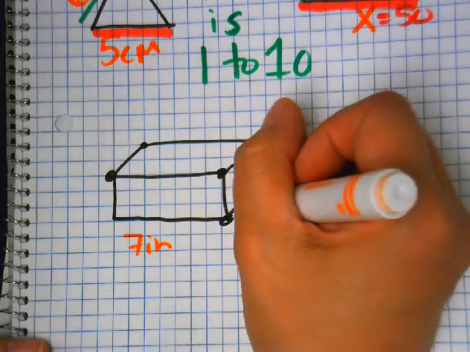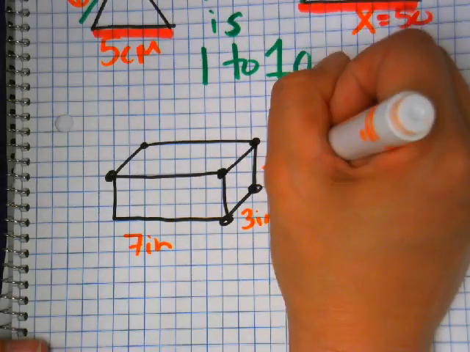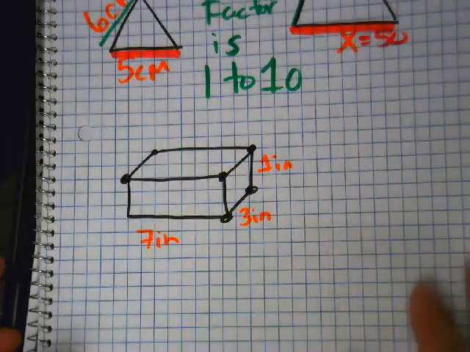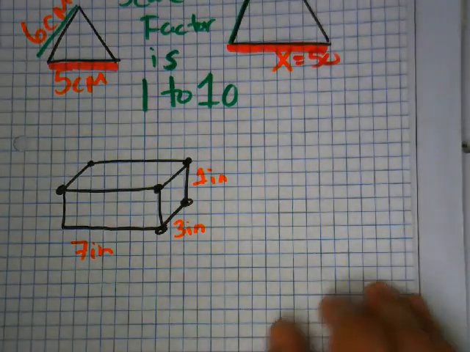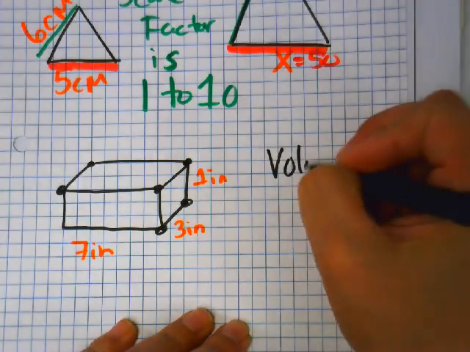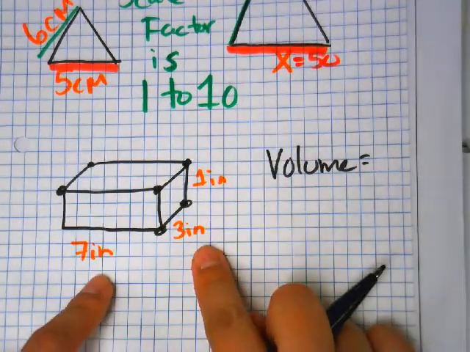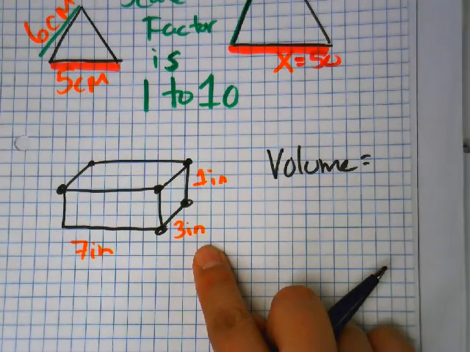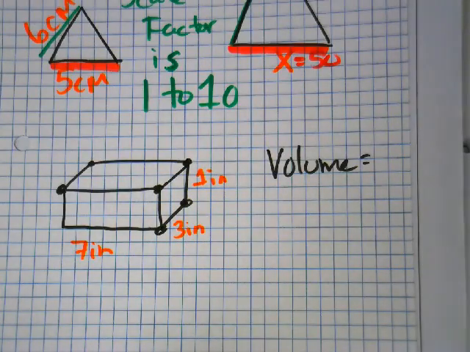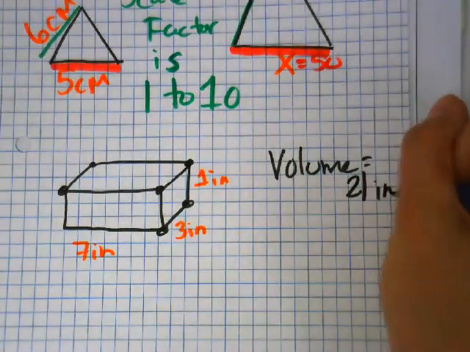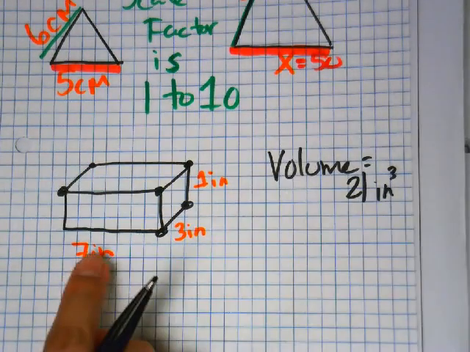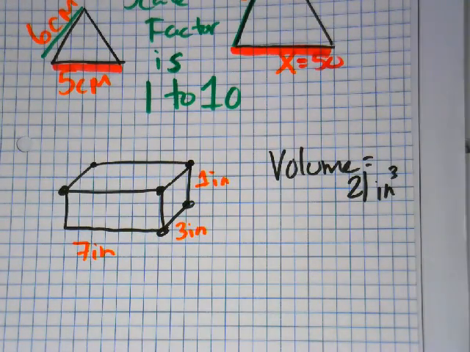7 inches, 3 inches, and 1 inch. Now, here's a question that we learned last week. What's the volume equal to of this rectangular prism? Base times height times width. So what's 7 times 3 times 1? It's 21 inches cubed.